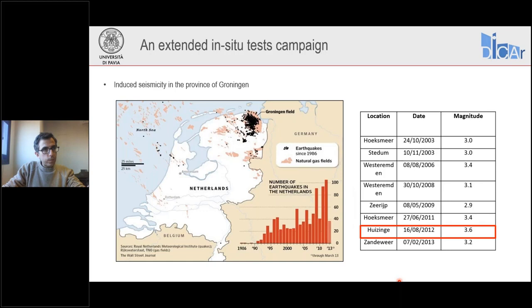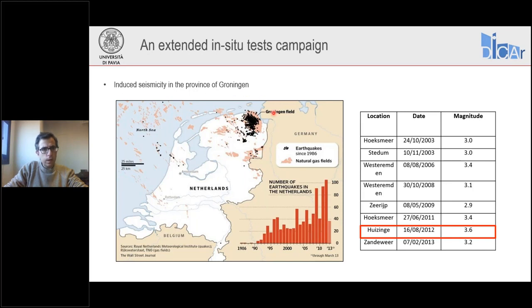So to conclude this presentation, I would like to briefly mention an extended in-situ test campaign in which we, as University of Pavia, were involved in recent years. The problem was the seismicity induced by the gas extraction in the northern part of the Netherlands. I think there will be a webinar dedicated to this topic, but here I will briefly mention the problem.